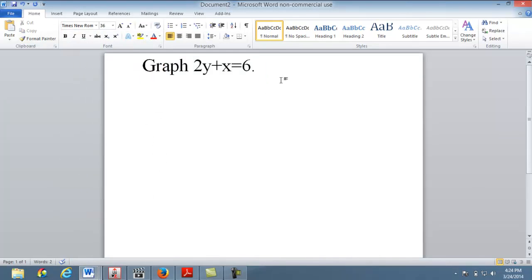And the equation we're going to graph is 2y plus x equals 6. There's a variety of ways you can graph this equation. The technique I'm going to show you is finding the x and y intercepts.